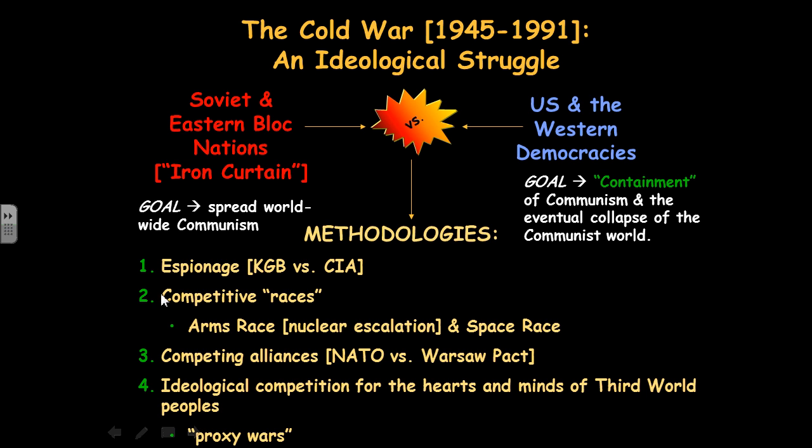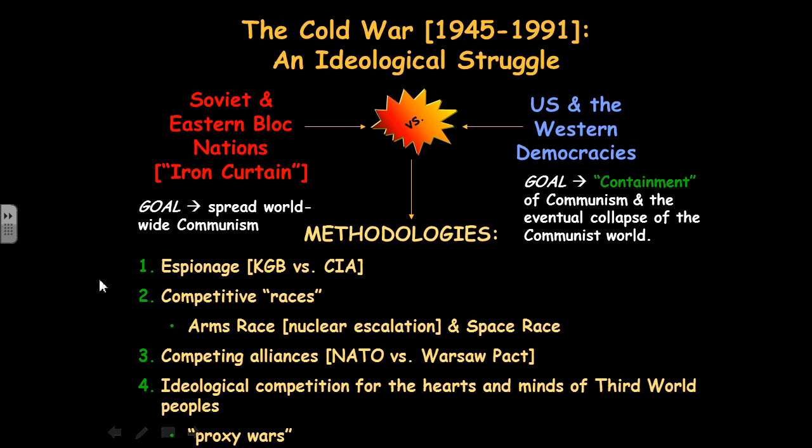So our methodology is we're going to spend a lot of time spying on each other, trying to find information about what the other is doing. The United States is going to develop the CIA. That's an immediate post-war thing that comes into existence. And the Soviet Union goes through a series of spy agencies. The KGB is the most well-known one, the only one that you might need to recognize by name.